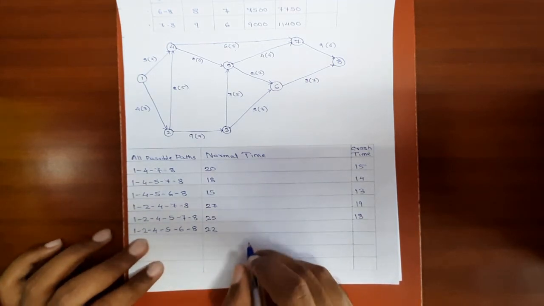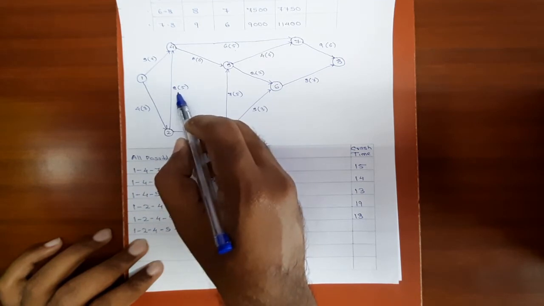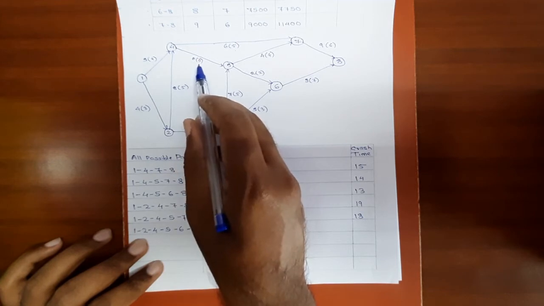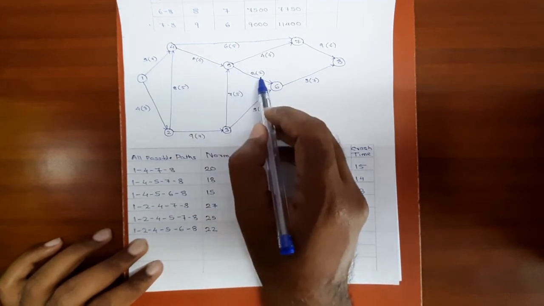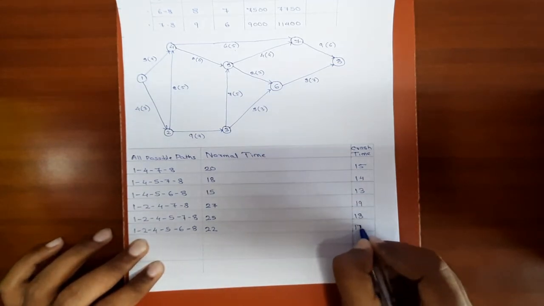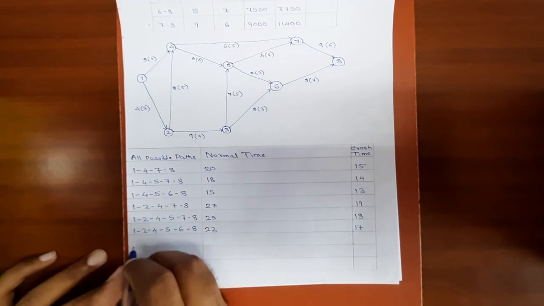Now the crash duration, 3 plus 5 is 8, 8 plus 0 is 8, 8 plus 2 is 10, 10 plus 7 is 17. Let's move on to the next possible path.